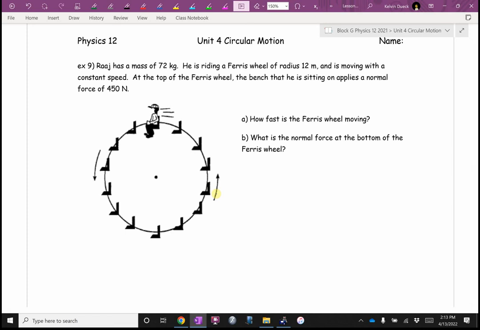Roller coasters don't. You hit your maximum speed at the bottom of the loop. You slow down, you slow down, you slow down. You're slowest at the top, and then you speed up, speed up, speed up. So for roller coasters, we can only analyze it at the top and the bottom. At the top of the Ferris wheel, the bench that he is sitting on applies a normal force of 450 newtons. How fast is the Ferris wheel moving?